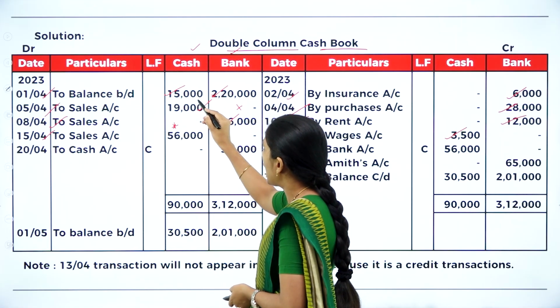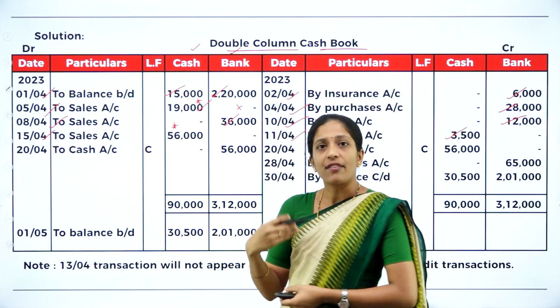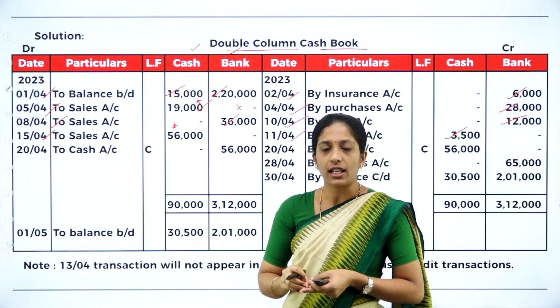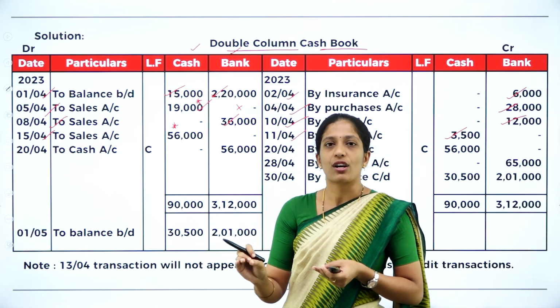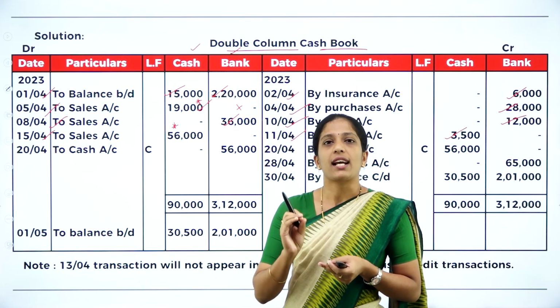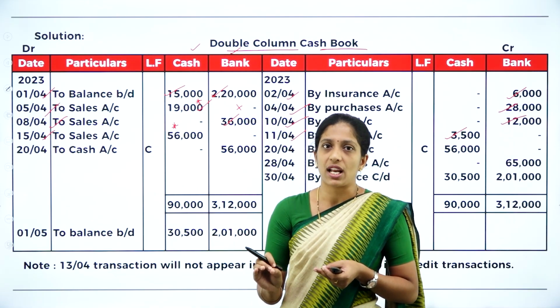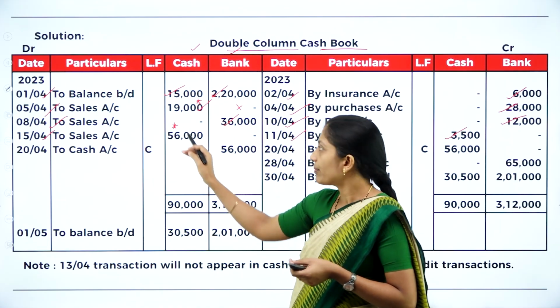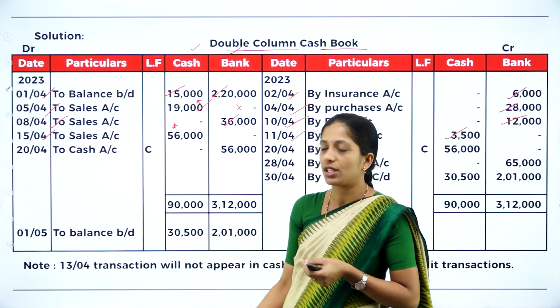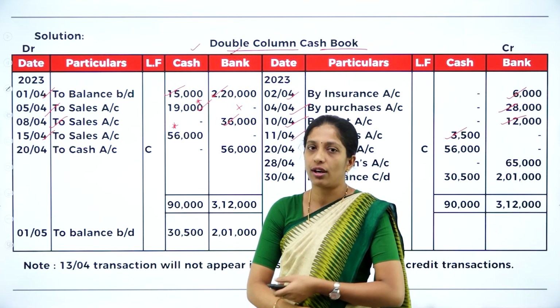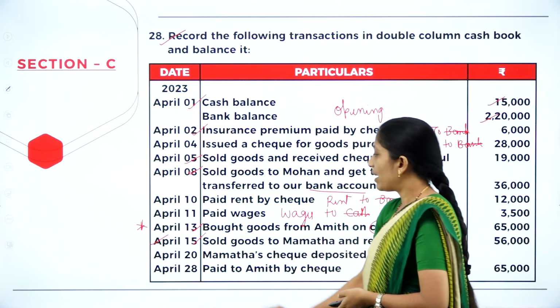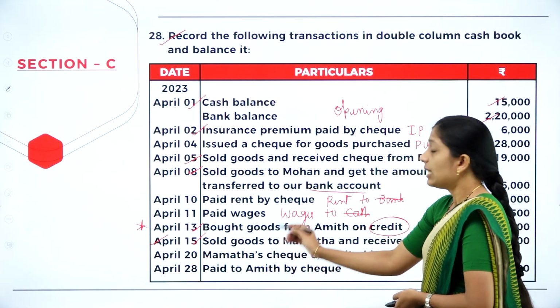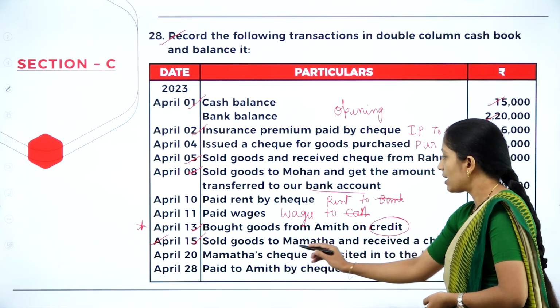So here also and here also. We have sold goods and we have received a check, but you will not write in the bank column because the check has not been deposited on the same day. So if it is deposited, then you would have written in the bank column. So here, since we have not deposited, you have to write in the cash column itself. That is about your April 15th. Next, April 20th, now we are depositing Mamata's check.